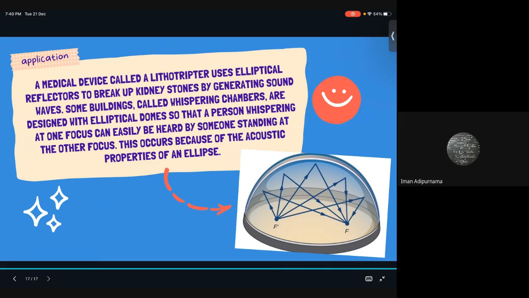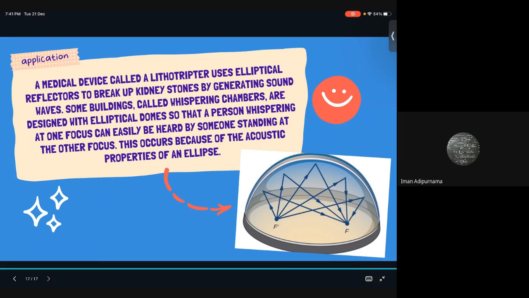I don't know if that's pronounced correctly, but it uses elliptical reflectors to break up kidney stones by generating sound waves. That's pretty interesting. Also, some buildings like theaters, some of them called whispering chambers, are designed with elliptical domes so that a person whispering at one focus can easily be heard by someone standing at the other focus. This occurs because of the acoustic properties of an ellipse.